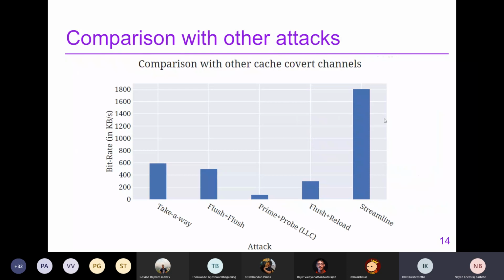The author compared Streamline with other attacks, and we can see that Streamline achieved around 1800 kbps, whereas the state of the art covert channel attack achieved around 600 kbps. This is because all of these use flush, and also they are synchronous in nature. After sending one bit period, they wait again for sending another period till the receiver receives it. Whereas Streamline, being asynchronous in nature and being flushless, is able to achieve about a 3 times increase in bit rate.